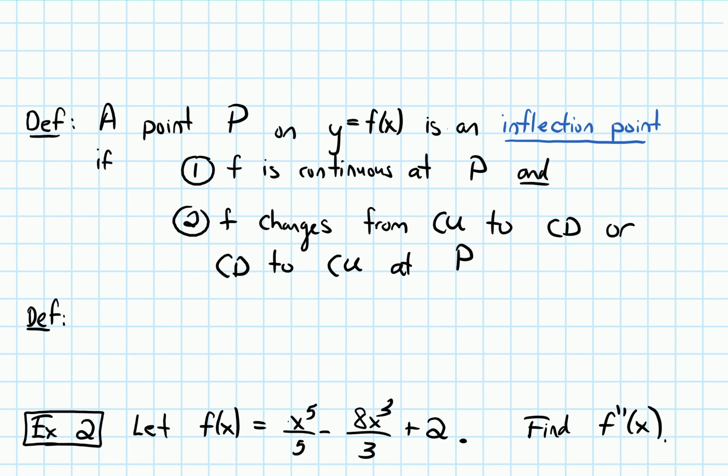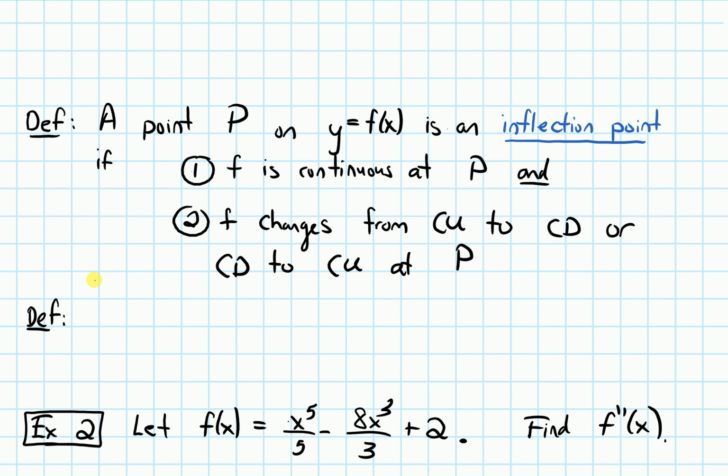Okay, so typically when people learn about inflection points, they remember the second condition, that f changes concavity, and that's what makes an inflection point. But the first condition is really important as well. If my function is not continuous there, even if it changes concavity, it's not an inflection point. So that's important. We need both of these conditions for it to be an inflection point.